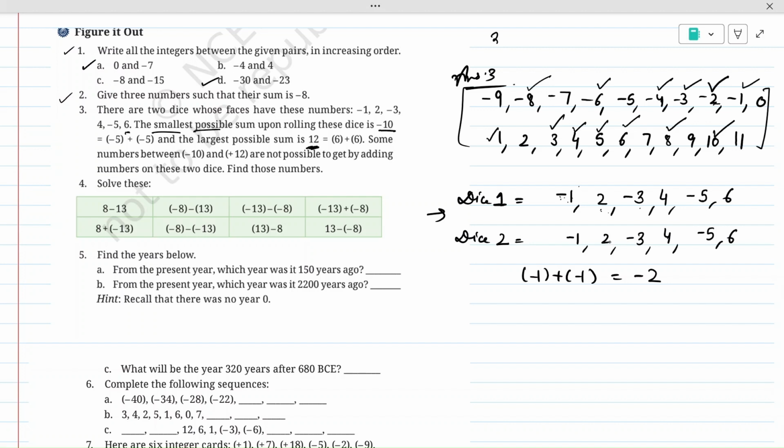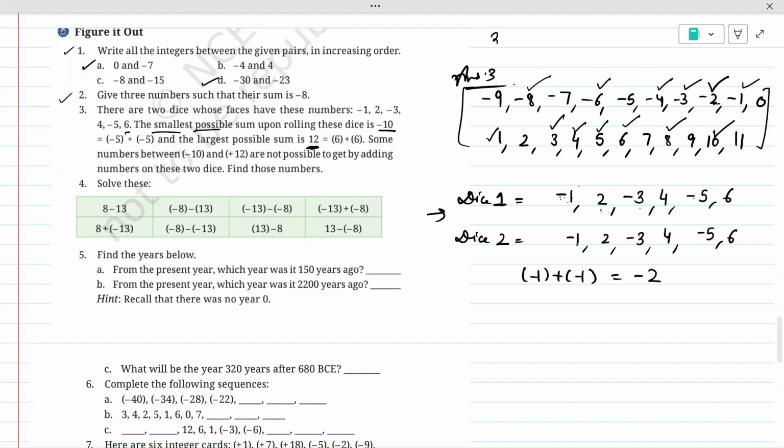Minus 5 plus 2, minus 3. Minus 5 minus 3, minus 8. Minus 5 plus 4 will give us minus 1. Minus 5 plus 6 will give us 1 again. So this is covered. Now the last one.